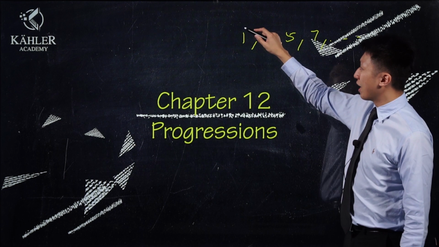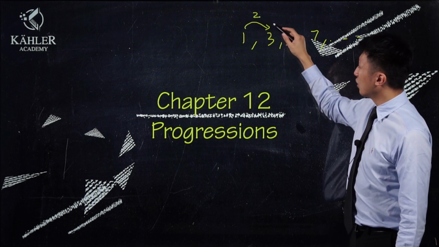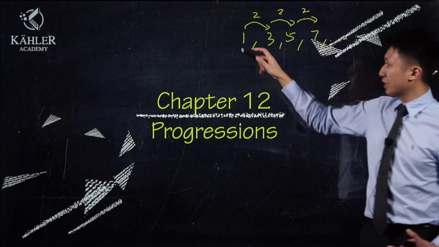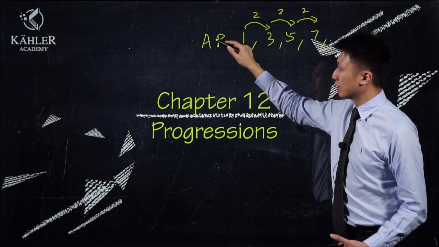There are two types of progression. One is that you have something like this. The difference is 2. It's always 2. This one is called arithmetic progression, AP.